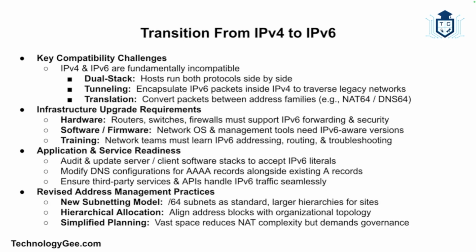Then there's application compatibility. Applications and services need to be updated to support IP version 6. This includes ensuring that software can handle IP version 6 addresses, making necessary changes to network configurations and protocols. And then there's address management. Transitioning to IP version 6 involves rethinking address management practices. While IP version 6 simplifies address allocation due to its vast address space, it also introduces new considerations for subnetting and hierarchical addressing.